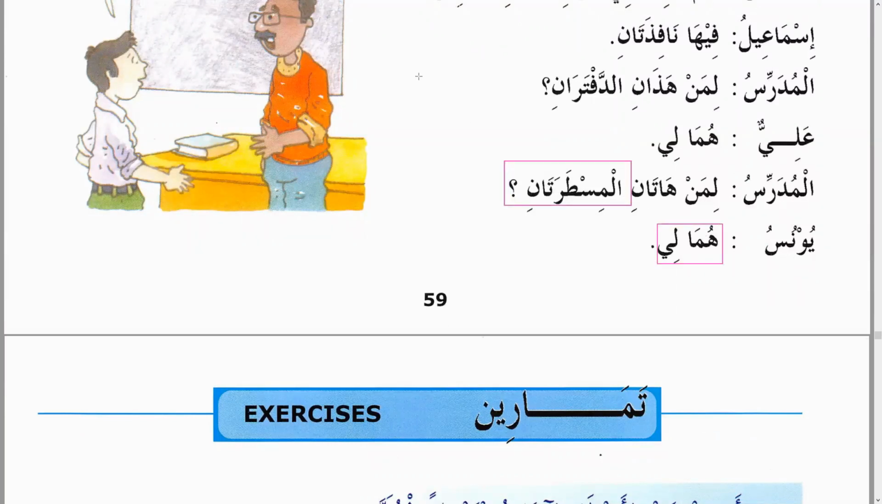Huma works for both masculine and feminine. This is feminine. This is masculine. This is also masculine. This is feminine. This is also feminine. Huma is used for both masculine as well as feminine.